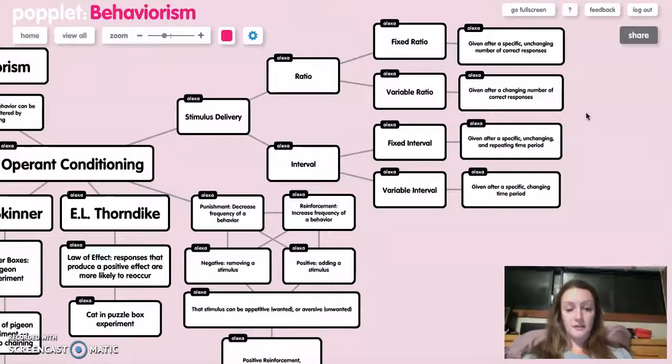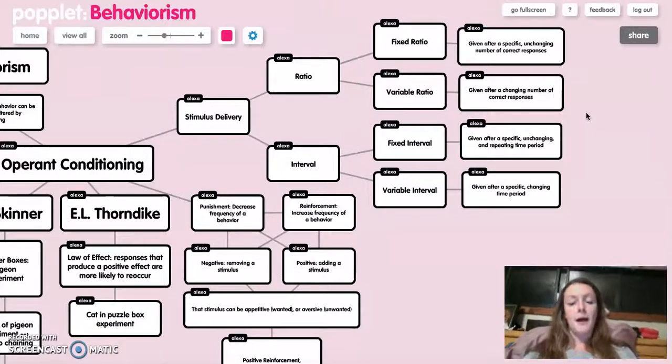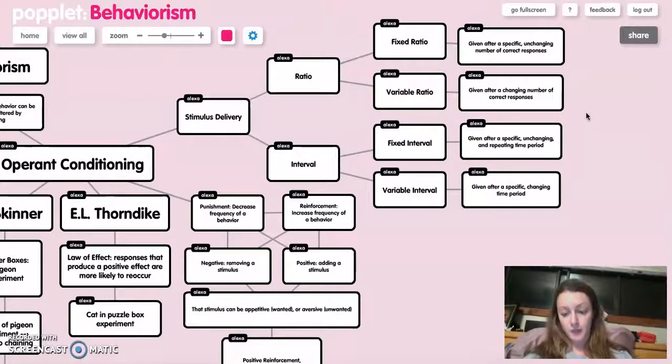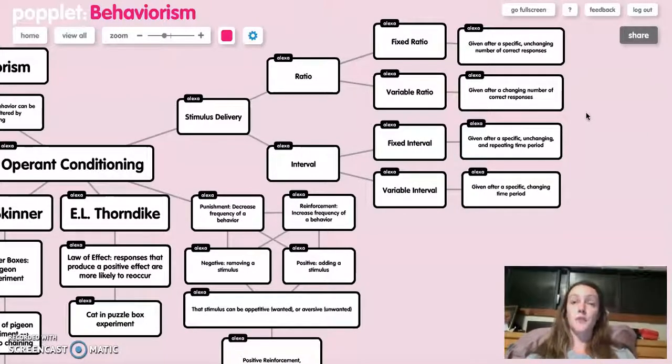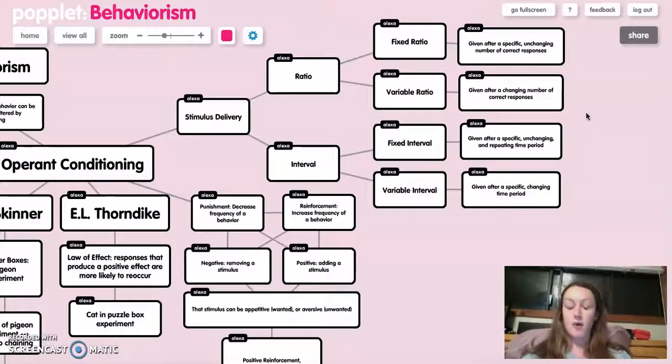So for the fixed ratio, that would be giving a reward or a stimulus, food, etc., after a specific unchanging number of correct responses. So if you're trying to encourage a specific behavior, you're going to reward that stimulus after I do that appropriate behavior a fixed number of times. That number of times is never going to change. So if it's set at 10, it's always going to be 10.